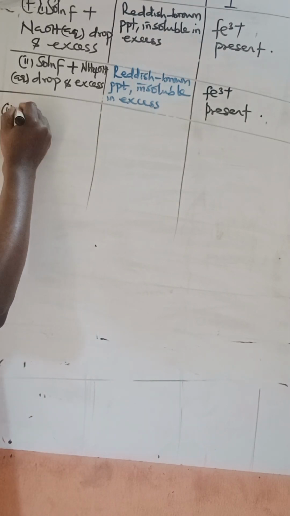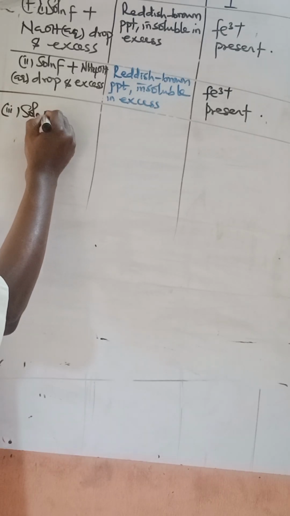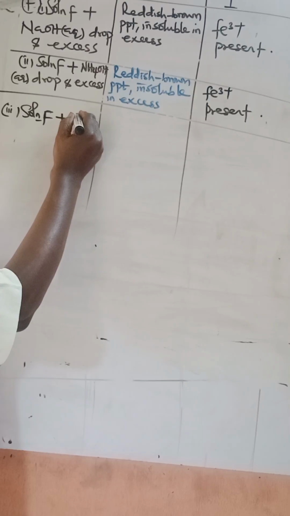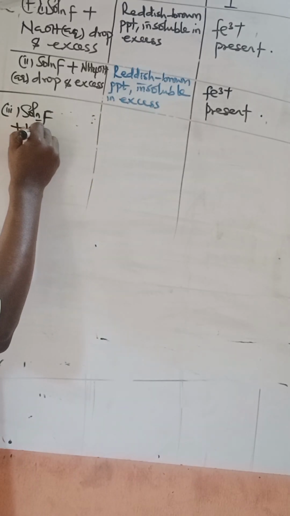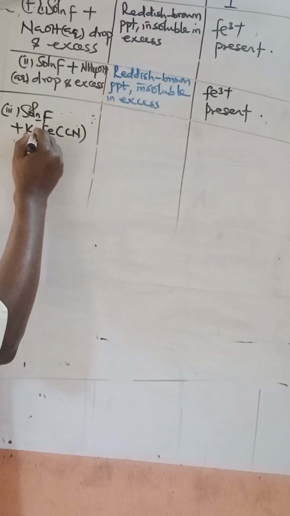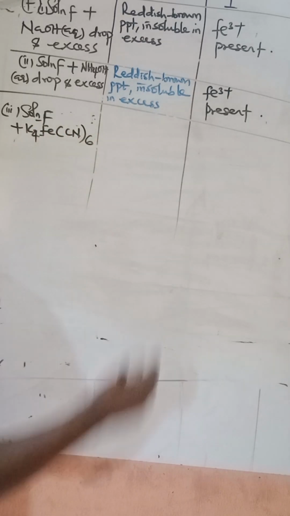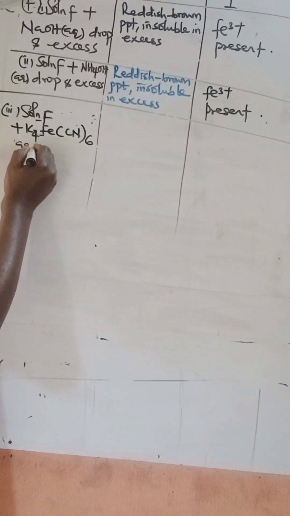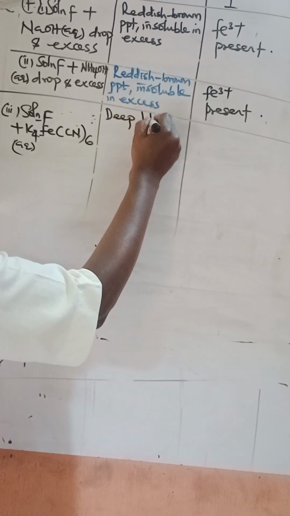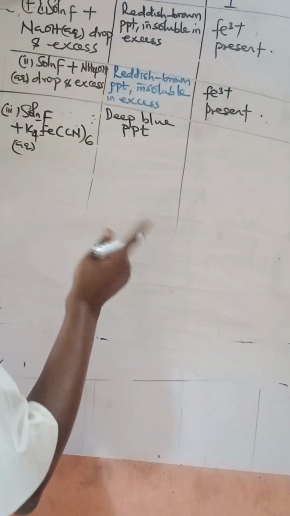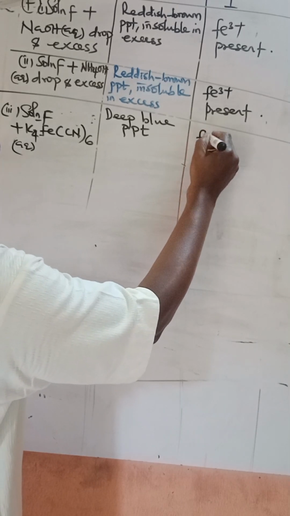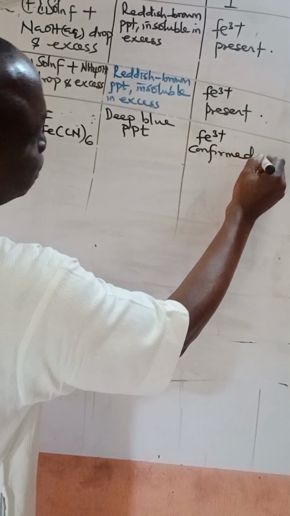For further confirmation, take a fresh portion of solution F plus K4FeCN6. This is potassium hexacyanoferrate 2 solution. Hexacyanoferrate 2 for iron 3 also gives you a deep blue precipitate. So hexacyanoferrate 3 and iron 2 gives deep blue. Hexacyanoferrate 2 and iron 3 gives deep blue. Deep blue precipitate. So we have iron 3 confirmed.